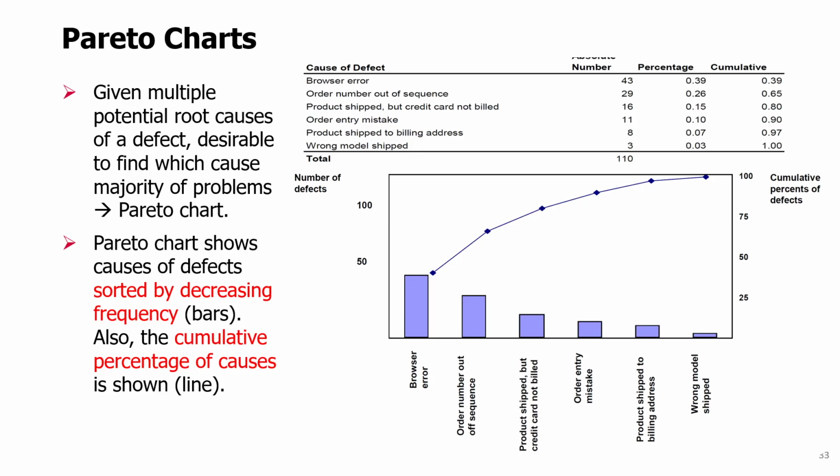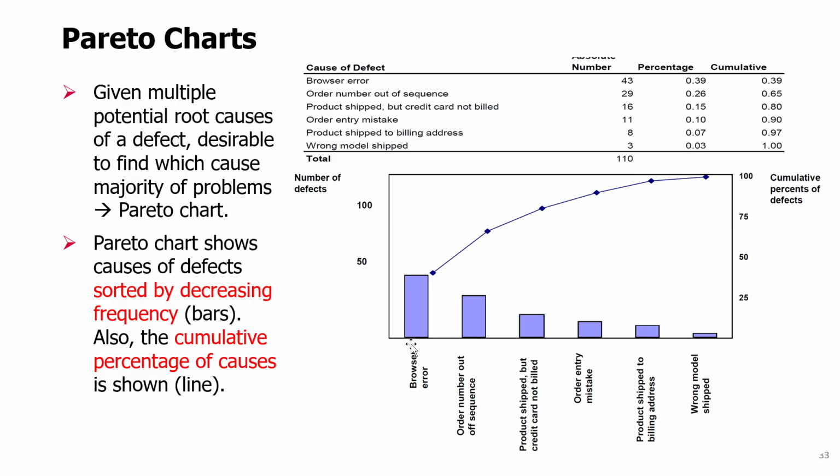It's actually quite a simple chart. All it does is take all the causes and sort them from the largest frequency cause to the lowest frequency cause. In a table, you will have it like this: some website error, browser error, order number out of sequence, or product shipped but credit card not billed. These are some causes of defects that were determined for some problematic situations. The total was 110, and these are sorted from the largest frequency to the smallest. The percentage is calculated, and the cumulative percentage is calculated.